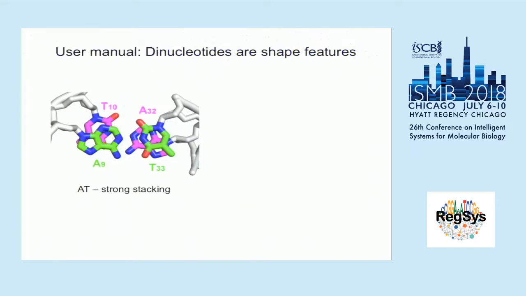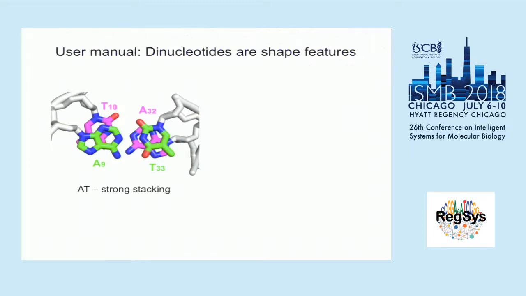And when you go to a structural biology meeting, I ask my students, and they almost all said dinucleotides are shape. So what dinucleotides are, they are actually both. Dinucleotides are different ways of encoding the stacking interaction between two adjacent base pairs. And I would like all of us to keep this in mind.